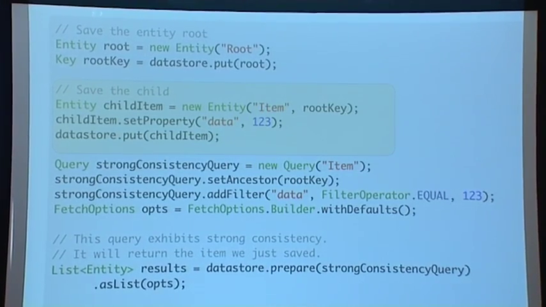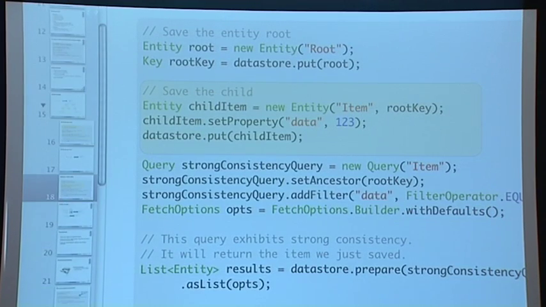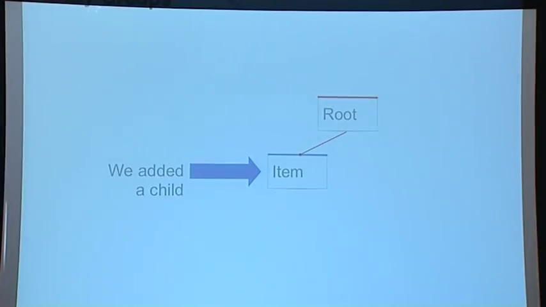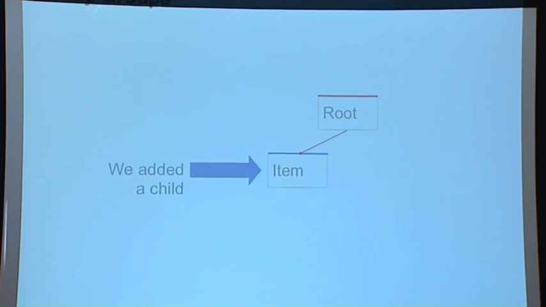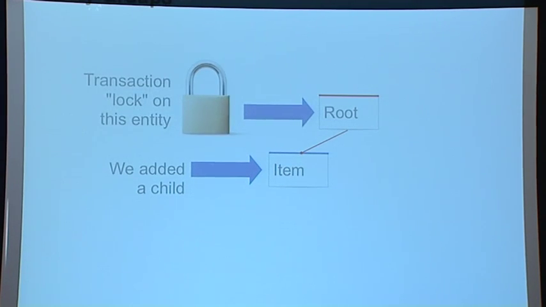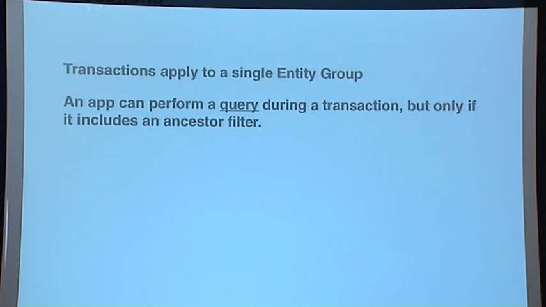And what we did is basically, I'll play this. So what we did is we had the root, which is when we created the item, we set the root as the parent, and that created a relationship. And all transactions then lock all the way up based on the root.